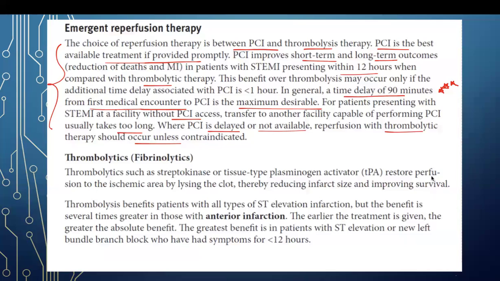Yes, so no thrombolytics are needed after 12 hours. That's a very important thing to remember. Yes, 300 milligram aspirin.